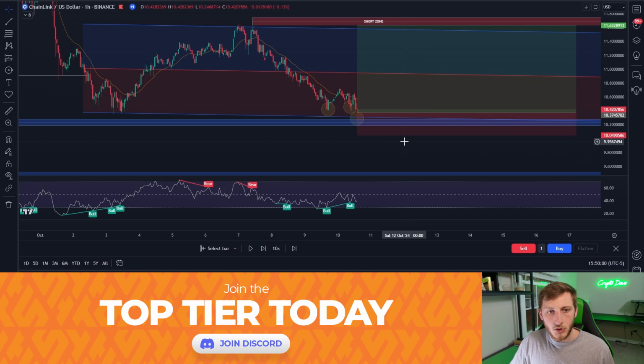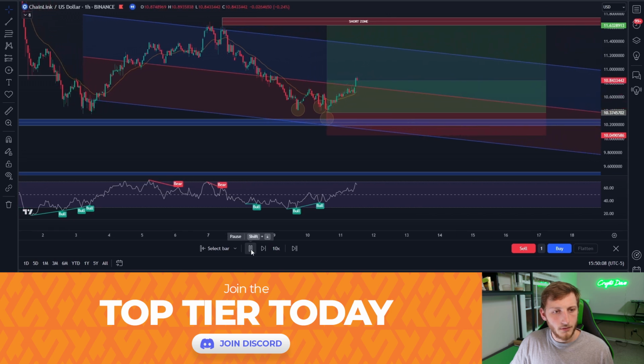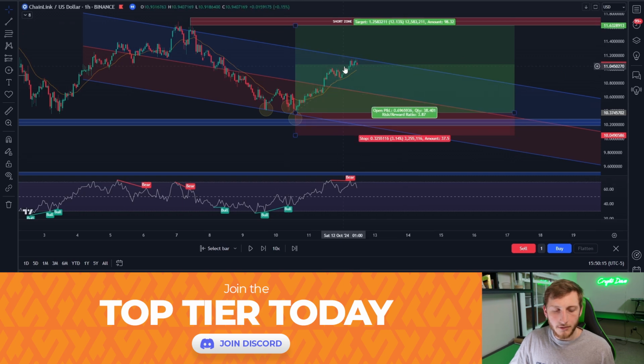Now in this setup, we're using the short zone as the ultimate target here. And I just want to show you guys what happens. So as you guys can see, we had a massive jump up in price off of the long zone. Things are looking very, very good. We're not quite at the target that was initially set.